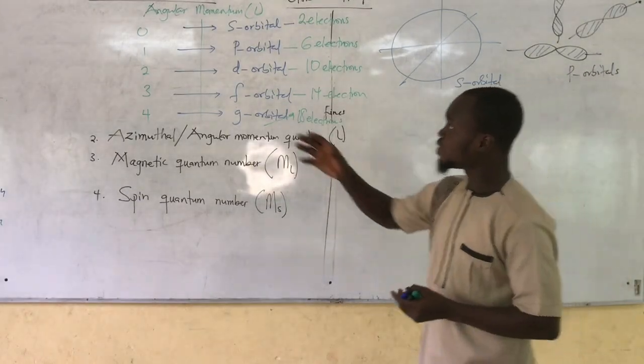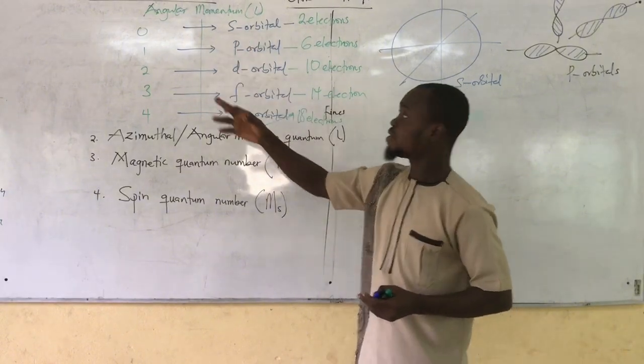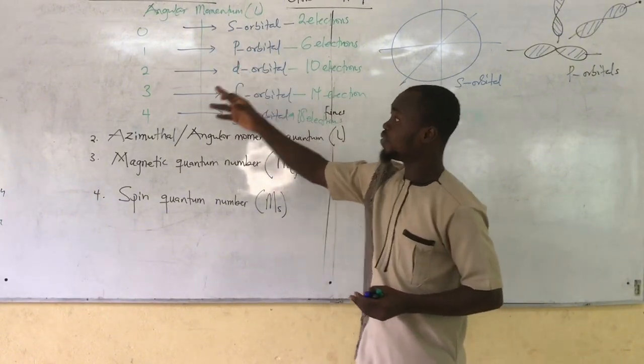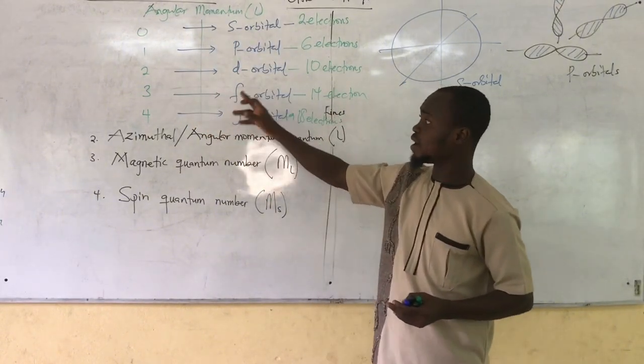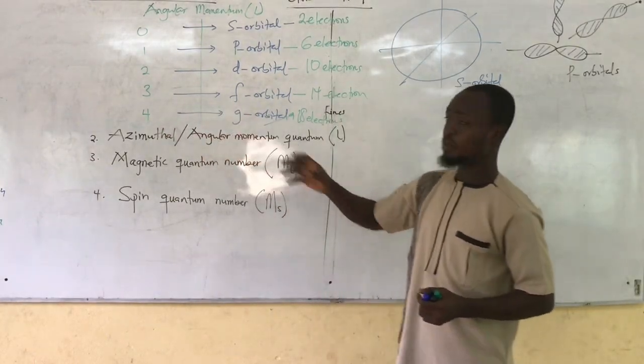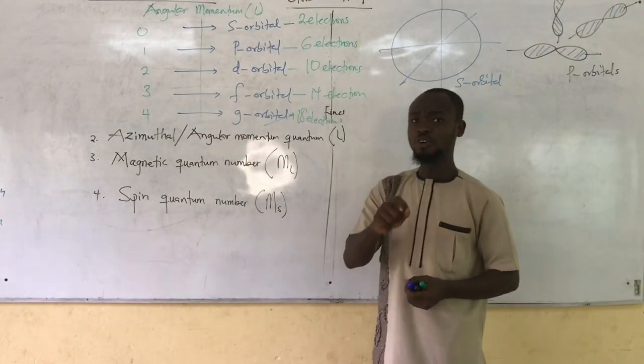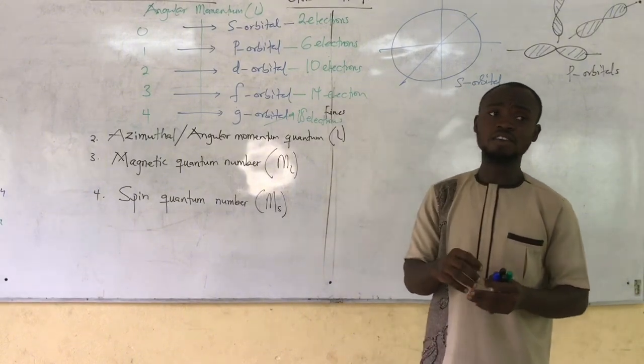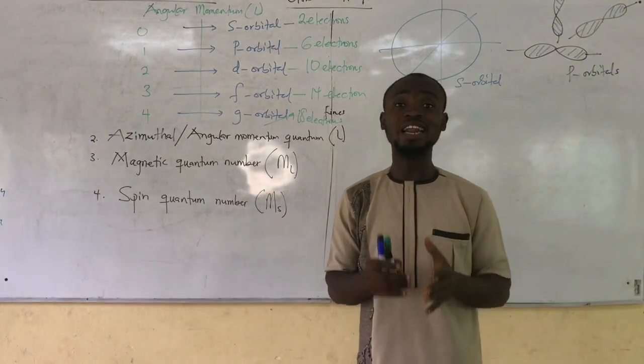Each value or each number represents an orbital. If it is 0, it represents an s orbital. If it is 1, it represents a p orbital. If it is 2, it represents a d orbital. If it is 3, an f orbital. And if it is 4, a g orbital. Is that okay? Don't forget, I said an orbital is a region of empty space where we locate an electron.